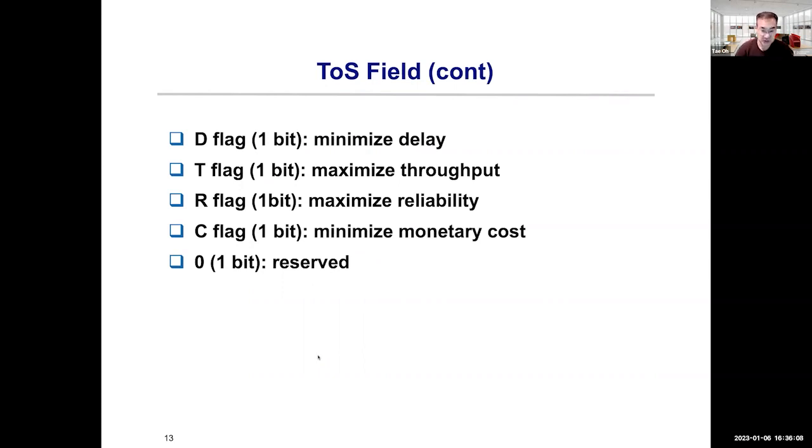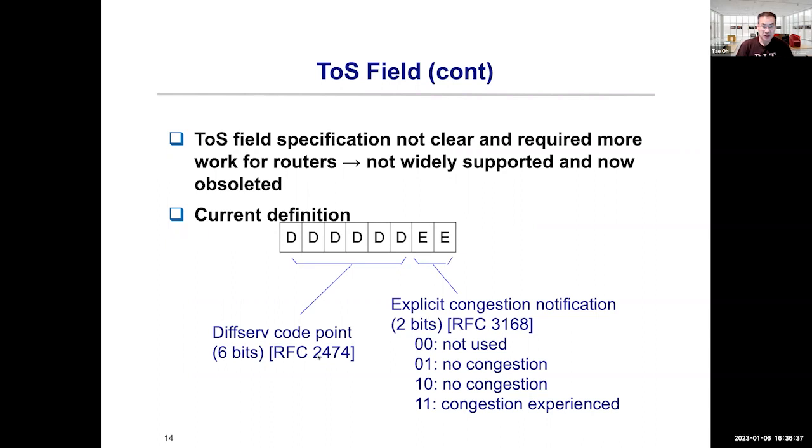So to determine that, the service level agreement between the service provider and the users needs to be determined. And basically, in our case, AT&T, Verizon, and those companies do it for us, okay? However, those bits are built in, they're there, but not being used much. So TOS is not clear, and it requires more work for the router. It's not widely supported. Let's say a few of the routers support it, but when you go downstream, none of the routers support it, which means you lose this benefit, okay? So if you need to use the TOS field, all the routers need to have the TOS field being used.